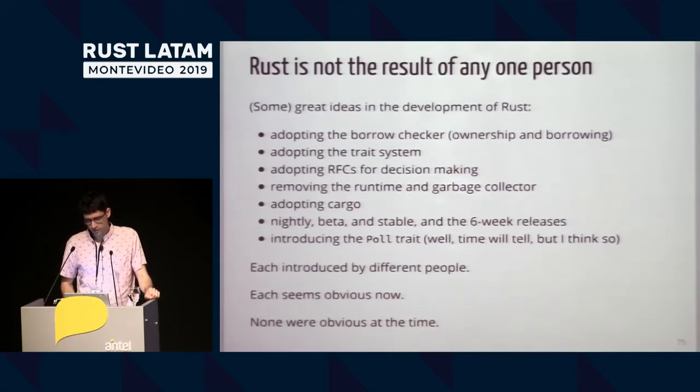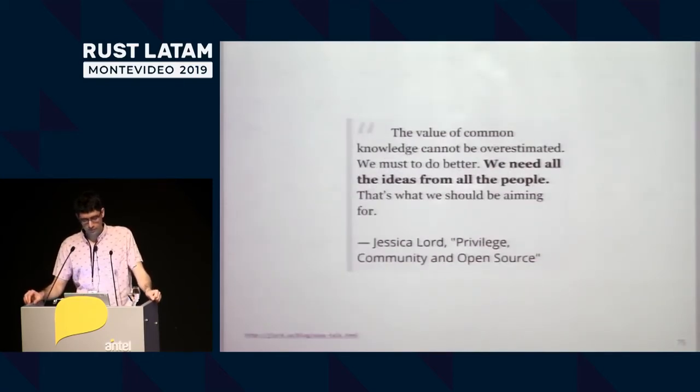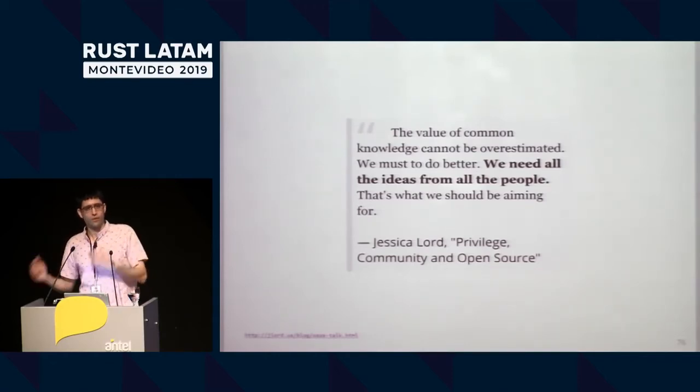I was doing research for this talk, and I came across this blog post that I really like by someone named Jessica Lord called Privilege, Community, and Open Source. You should all go read it. The URL is down there. You can't read it, of course, but you can look at the slides later and see it. But it has this cool quote that I liked that I think captures this idea. And it was basically saying, if you're trying to do something that's really, really hard, you need all the ideas from all the people, right? And that's, I think, the spirit that I'm going for.